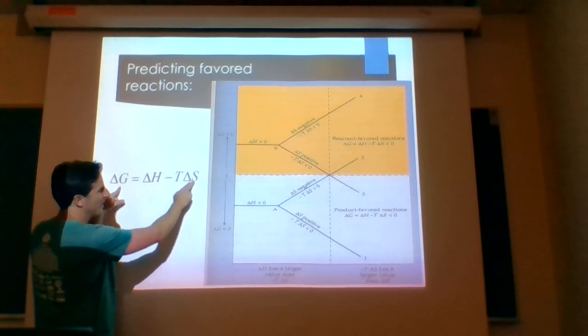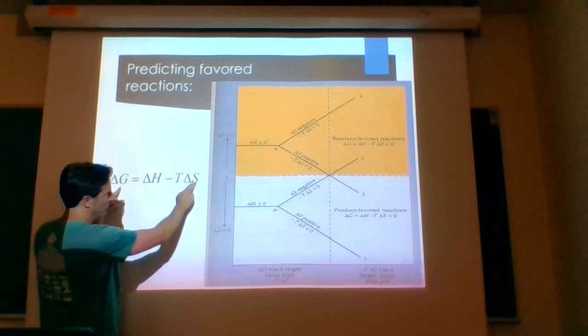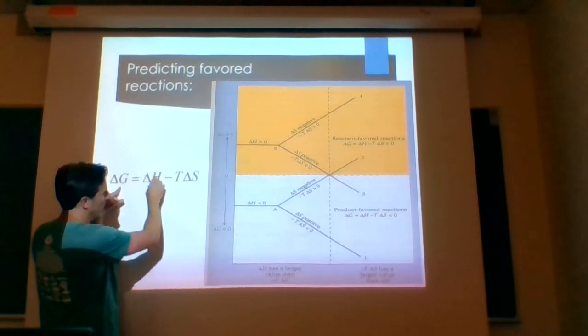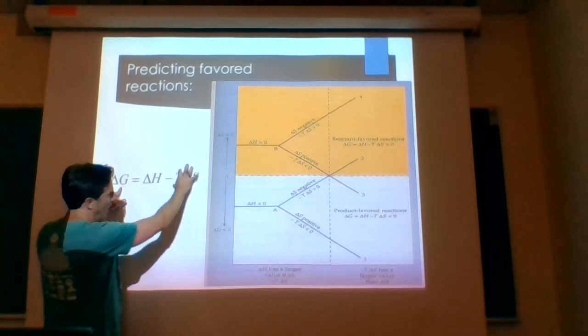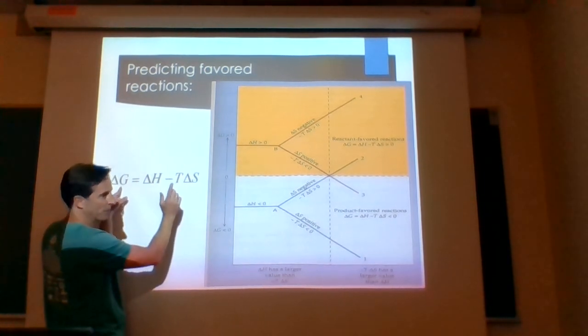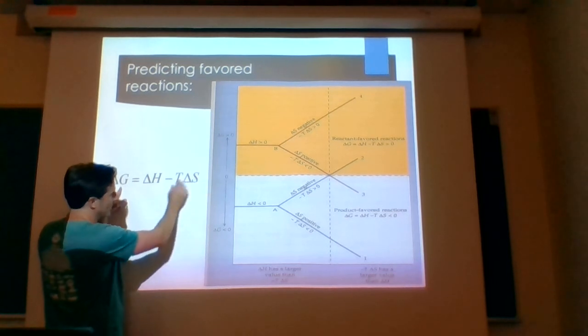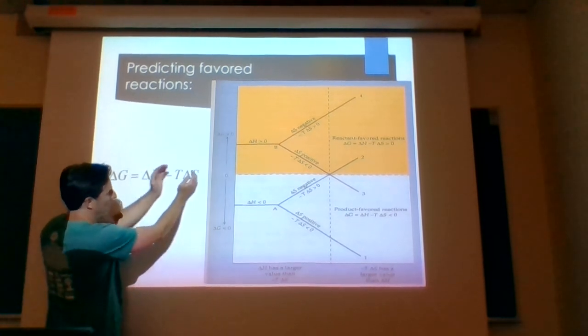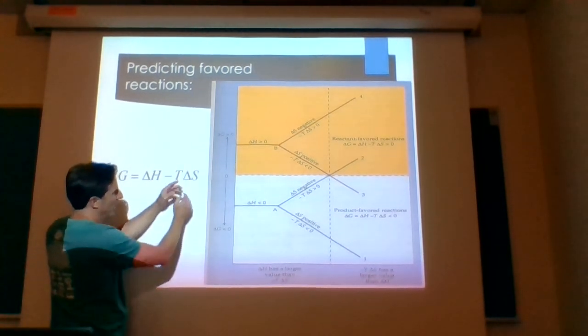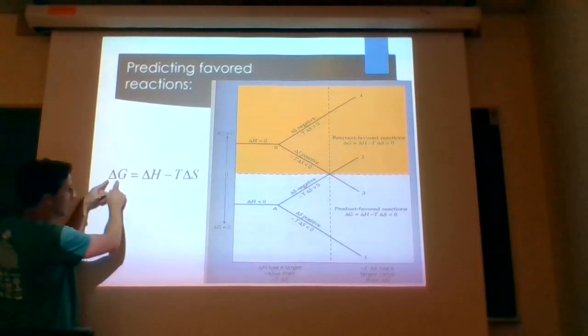I want delta S to be positive. Because if I do some number here minus a positive, temperature is always positive in Kelvin, and delta S is positive, so if I do a number minus a positive, that's more likely to give me a negative delta G value.